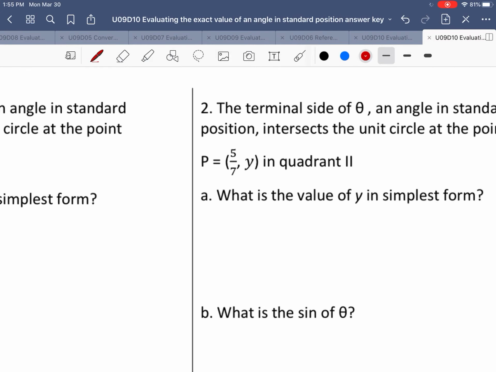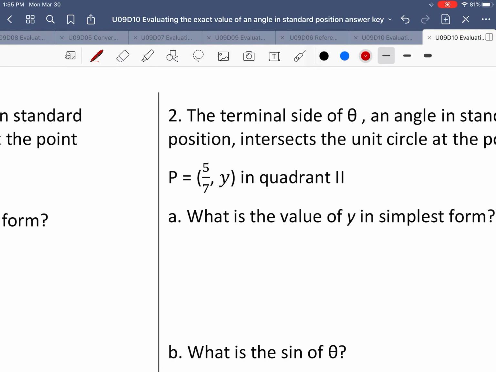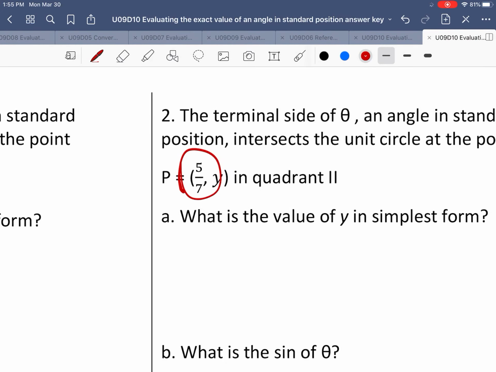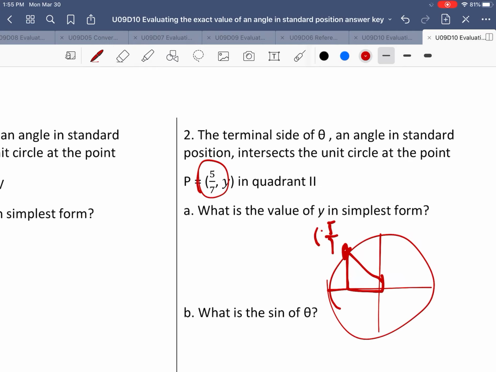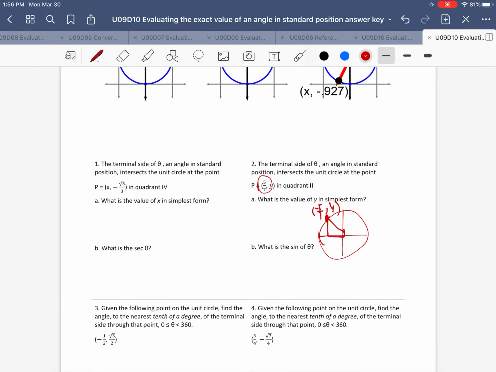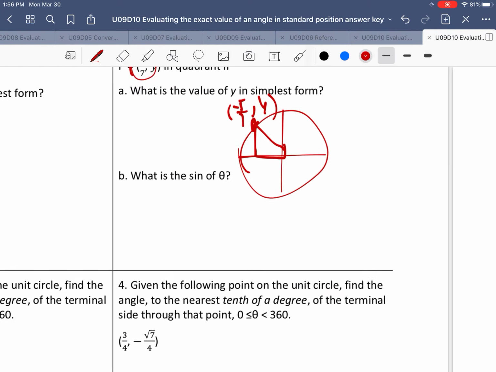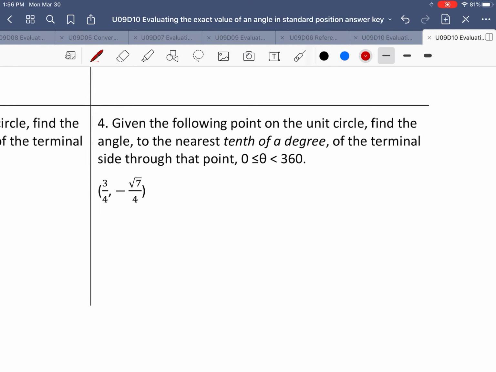Before we do that, I just want to make a comment. A student had pointed out to me that this has to be a negative number for problem 2, which logically makes sense because in quadrant 2, the x value of our triangle will have to be a negative value. So it should be negative 5/7. So that's an error on my part. Easy fix.